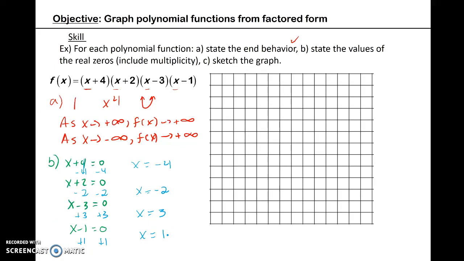So notice here I don't have any multiplicity. None of my zero values repeat. So now I can go ahead and sketch my graph. Let me go with purple again for my x and y-axis. So I'm going to draw my y-axis, and my x-axis.